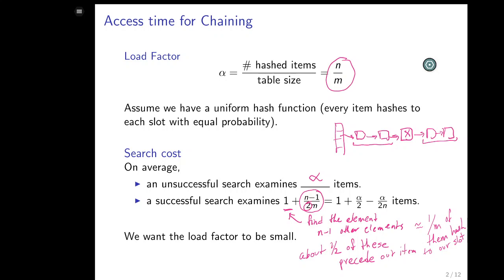Oh, n over m elements. Yeah, every slot has about n over m elements. And then you're saying that on average, we tend to find the key that we're looking for in the middle of the list. In the middle of the linked list of the slot. That's what I'm saying, yeah.